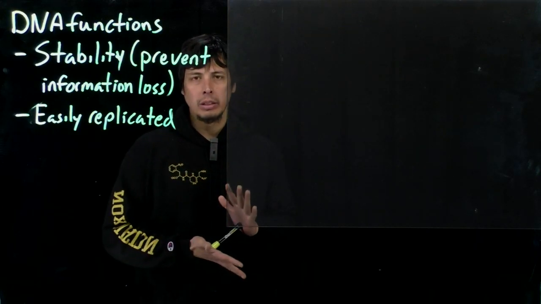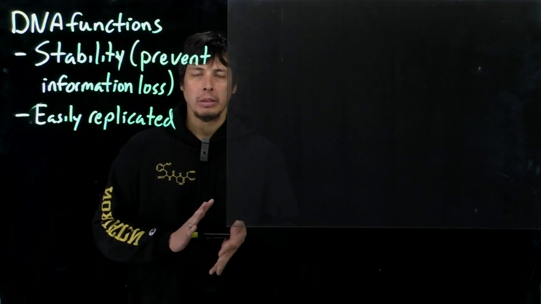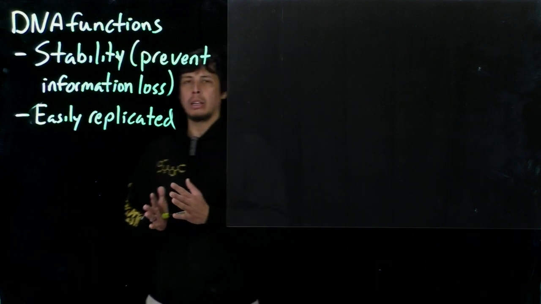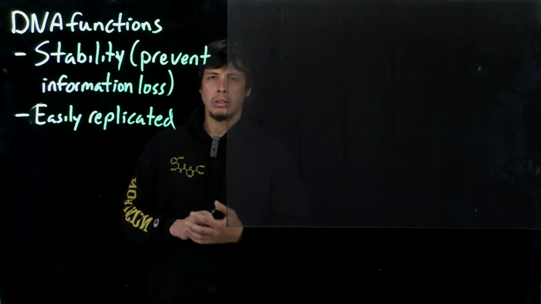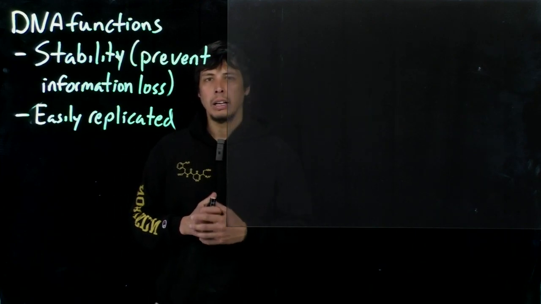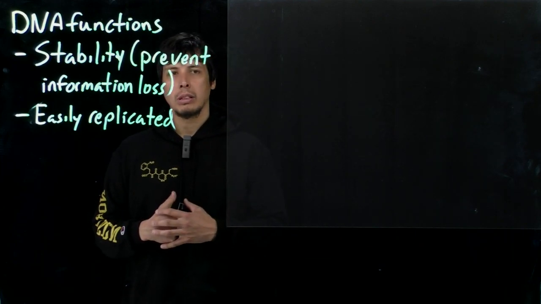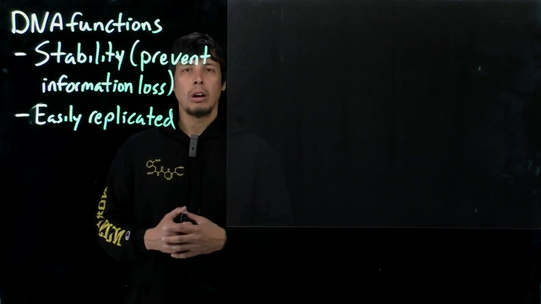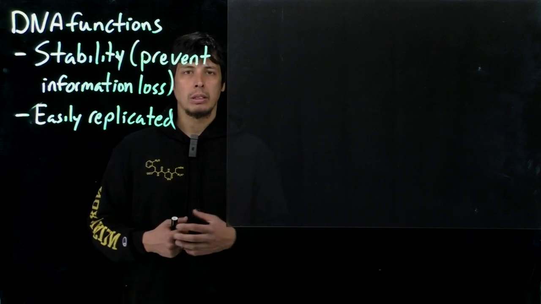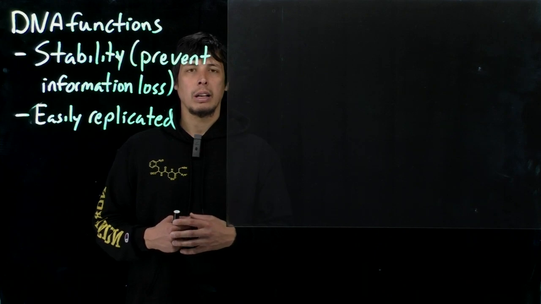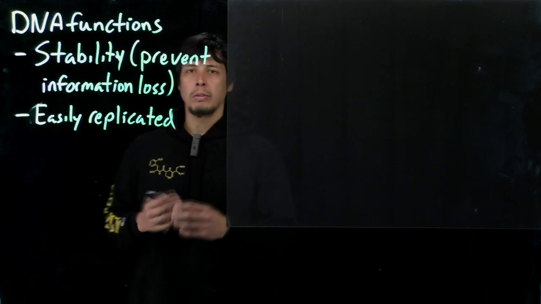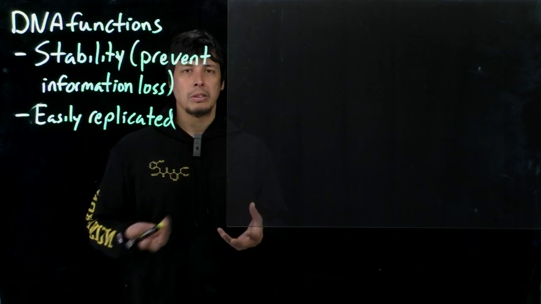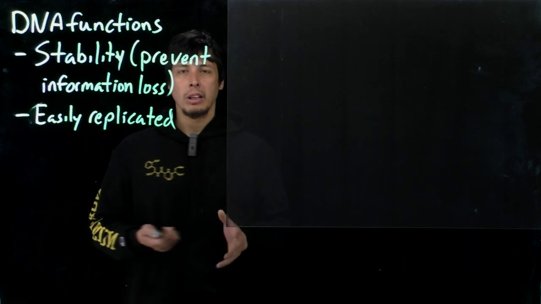Now we're going to start looking into the structure-function relationship for DNA. And so the main functions of DNA are, one, stability. So remember that DNA is basically the storage facility for all of the instructions for the cell. It tells the cell exactly how the proteins are made. And so what you want to prevent in any sort of information storage is information loss.